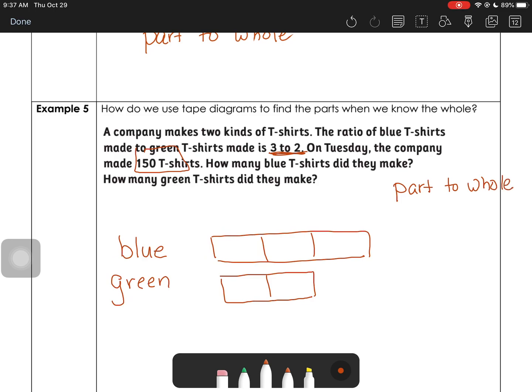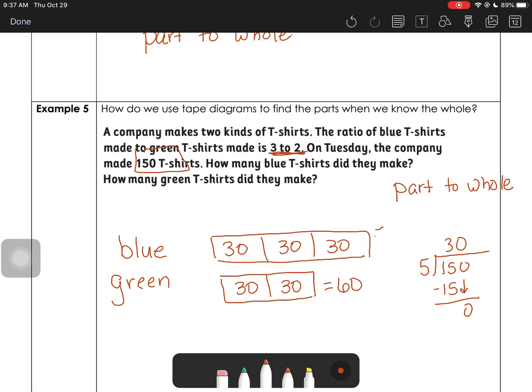And so there are 5 parts, 5 boxes that are going to go into all of the t-shirts that were made. So we divide, 5 goes into 15 3 times, bringing down our 0, so that goes in there 0 times. So each section will be 30. 30 plus 30 gives us 60 green t-shirts, and 30, 30, and 30 gives us 90 blue t-shirts. And this is explaining ratios and proportions using a tape diagram of part to part and part to whole.